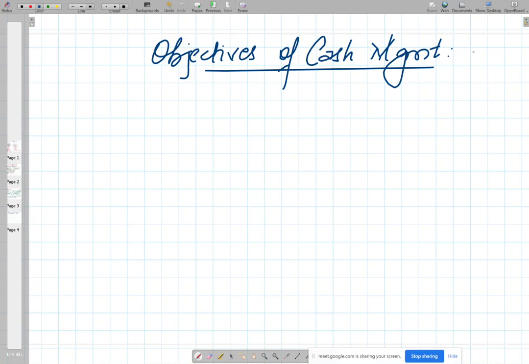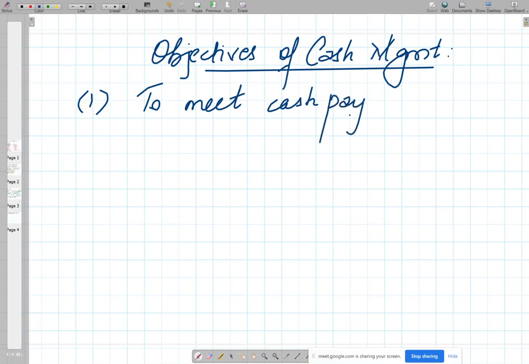Okay, so the most important and main objective of cash management is first of all to meet cash payment needs. Okay, by cash payment needs we mean any type of expense within the business that requires the payment to be done in the form of cash. And again, when we say in cash, we mean both in the form of liquid cash or currency and also in the form of your bank payments.